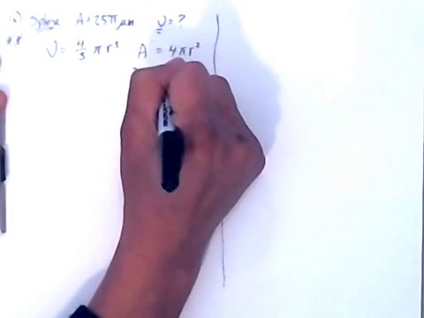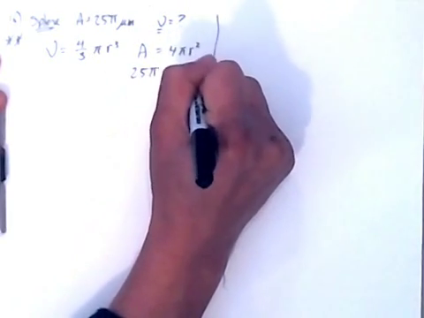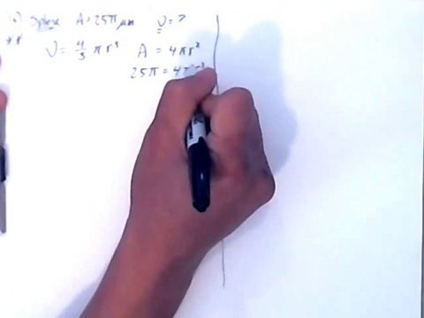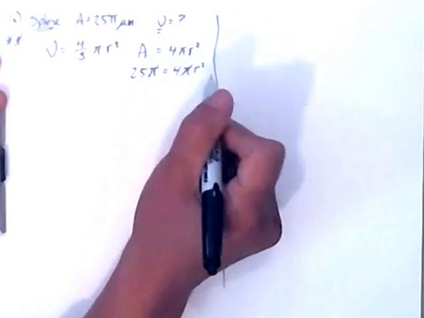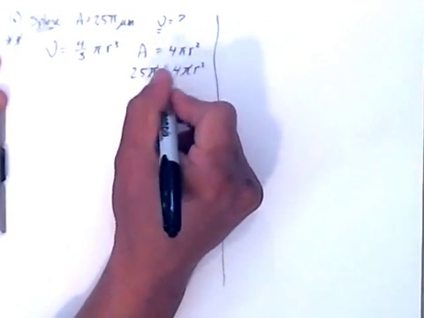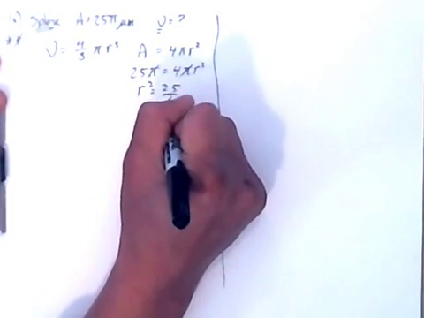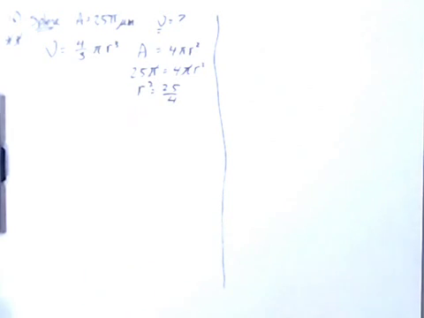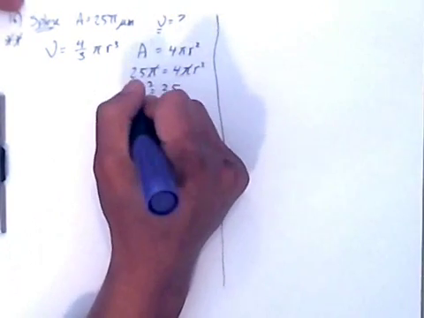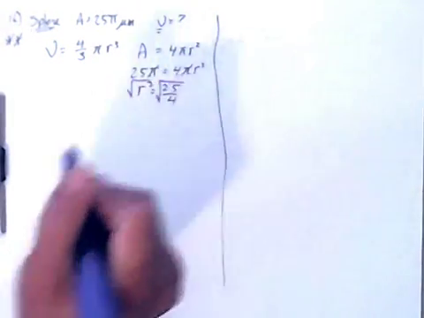25 pi is equal to 4 pi r squared. The pi's cancel because I'm dividing both sides by pi. To solve for r squared, I divide by 4. R squared is equal to 25 over 4. And from here, I'm going to use purple this time. How do I solve for r? I take the square root of the left side and the right side.